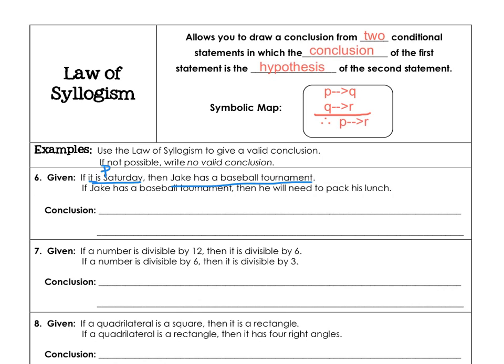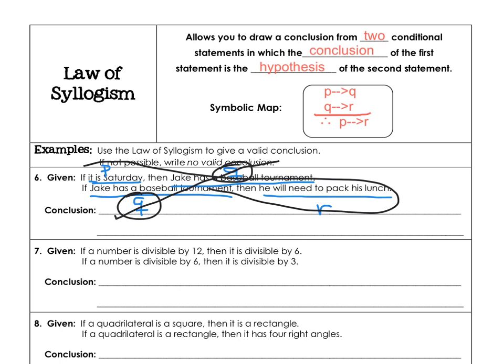Jake has a baseball tournament is Q. Jake has the baseball tournament, as we said, that was Q, and he will need to pack a lunch, ends up being R. So since we do indeed have a Q and a Q that are identical, we can eliminate those two Q's and combine the P with the R.